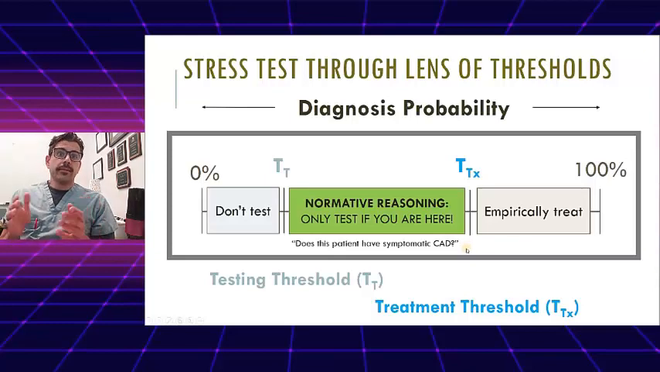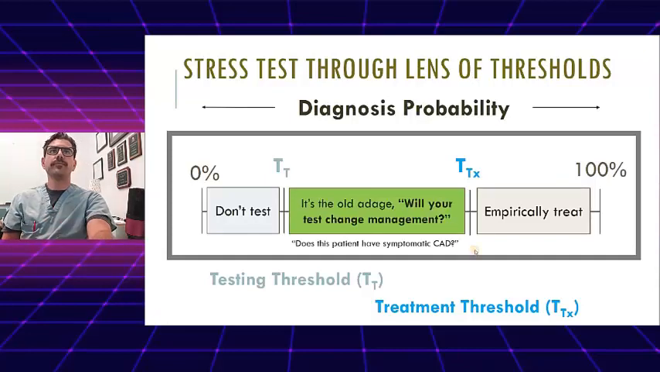Now, normative reasoning, or pure Bayesian reasoning, very mathematically sound reasoning, would say only test if we're between these two thresholds, right? Because only then are diagnostic tests going to substantially influence our probability to the point of making us feel like we don't need to test any further, or we just are going to start treating. In other words, it's the old adage, will your test change management? And that really is when you're in the space between testing and treatment thresholds.